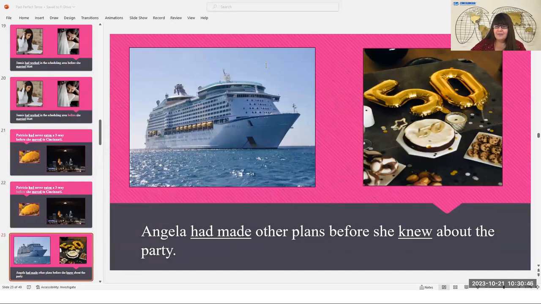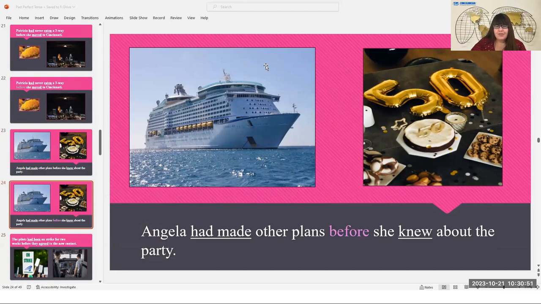Angela had made other plans before she knew about the party. Okay, so Angela made plans to go on a cruise. She paid for her ticket. She got her airplane ticket. She was ready to go on the cruise. And then someone invited her to a party, a 50th birthday party for one of the friends. But she couldn't go because she had made other plans before she knew about the party.